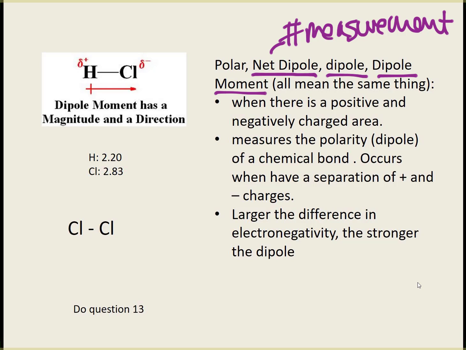They all mean that they have a little bit of a positive side and a little bit of a negative side. One thing you should know is the larger the difference in electronegativity, the stronger the dipole will be. In other words, the more polar it will be. But don't freak out if they have some different names that they use to describe polarity, especially if they say dipole. Dipole just means two poles, or it's polar, a little bit positive on one side and a little bit negative on the other.